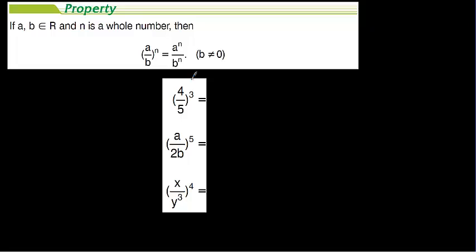Here we studied this one in the rational numbers part. You can distribute the power to the numerator and denominator. Actually, this is equal to 4 to the power of 4 over 5 to the power of 4. Pardon, the power is 3. So it's going to be equal to 4 to the power of 3 over 5 to the power of 3, or 8 to the power of 5 over 2 to the power of 5 times b to the power of 5, because for multiplication also we are doing the same thing.